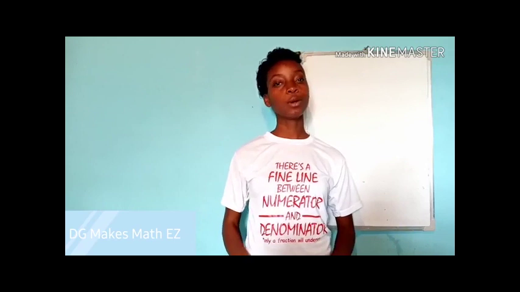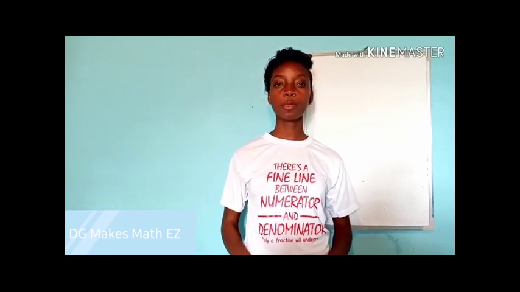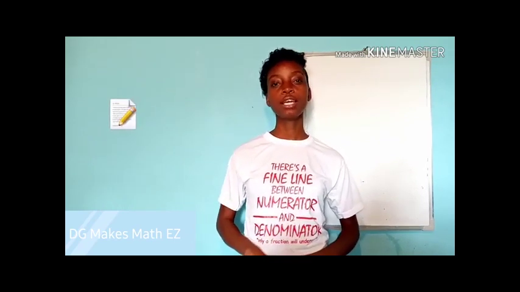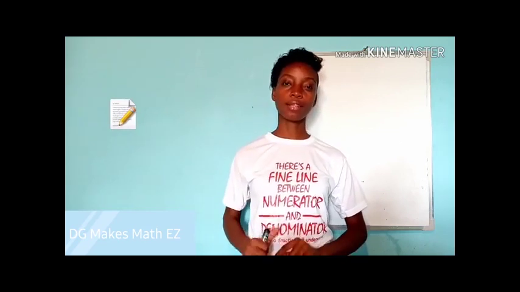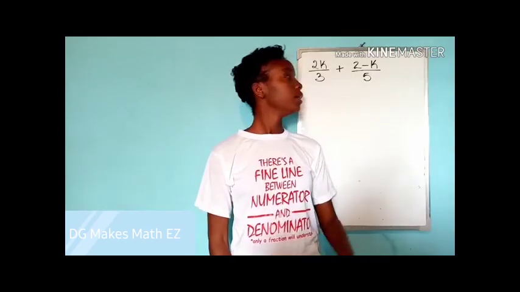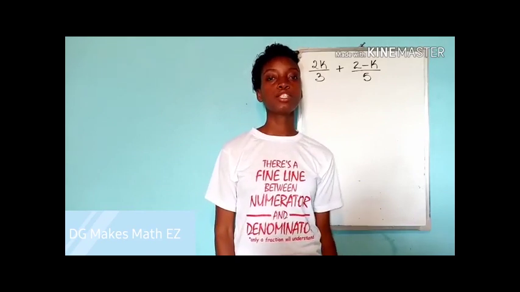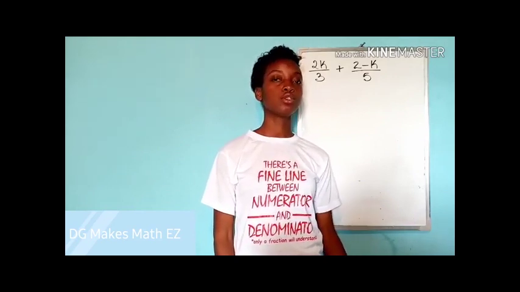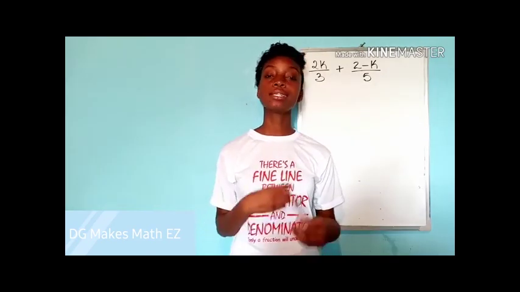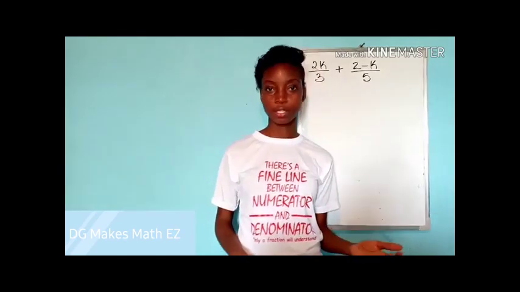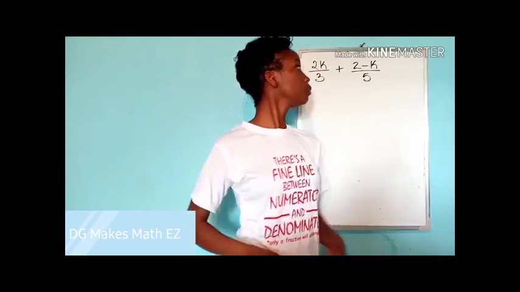As always, as we go along, you will see some pointers popping up on the left side of your screen, so you might want to look on that side occasionally. Let's go. So we are given two algebraic fractions to be added, and we are going to take the same approach as if we did not have letters in these fractions. All right, here we go.